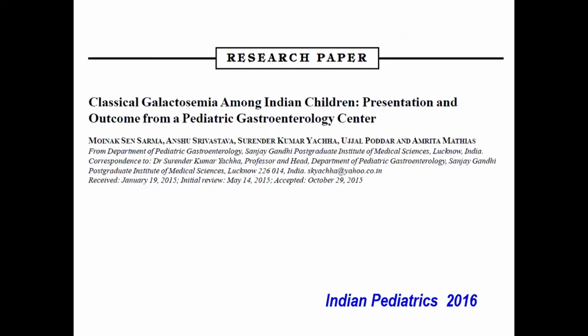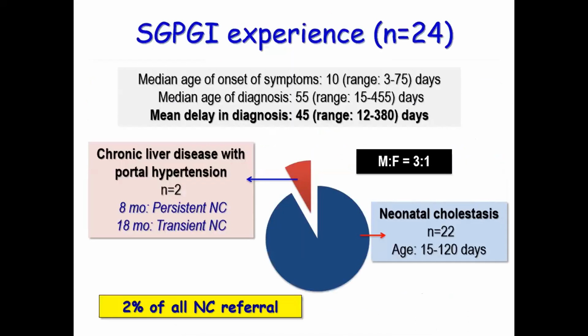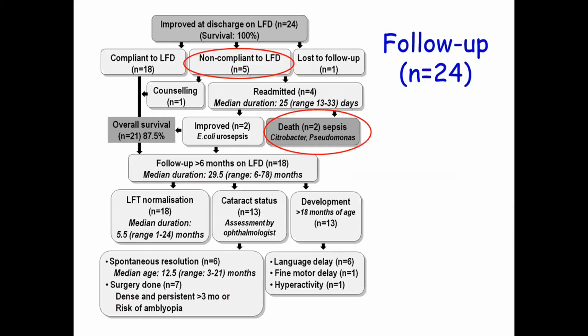Now, this is a paper that we wrote up for Indian Pediatrics way back in 2015, where we looked at galactosemia, and most of our children presented as cholestasis. You see the median age at which they presented was 10 days. That means from the day they have consumed breast milk, in 10 days' time, they have become symptomatic. That is how fast the disease is going to progress.